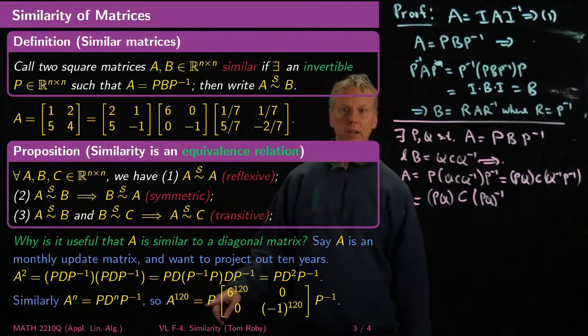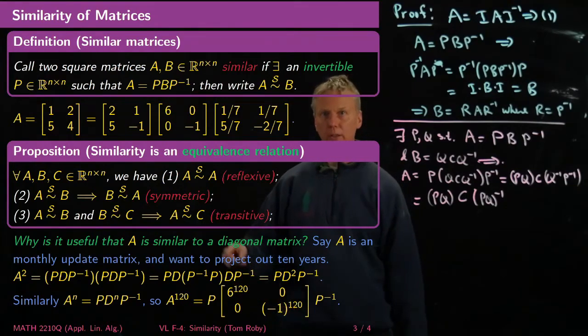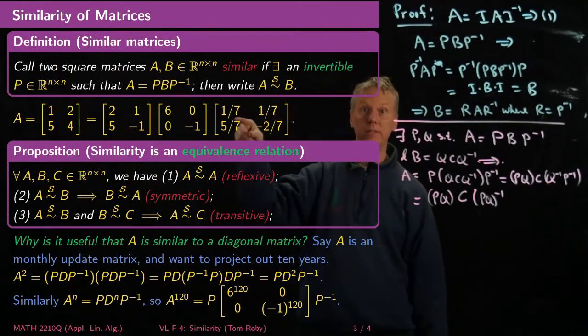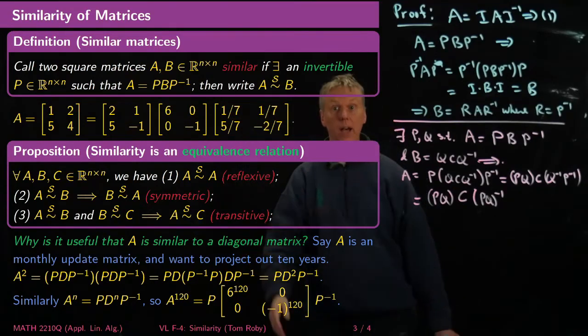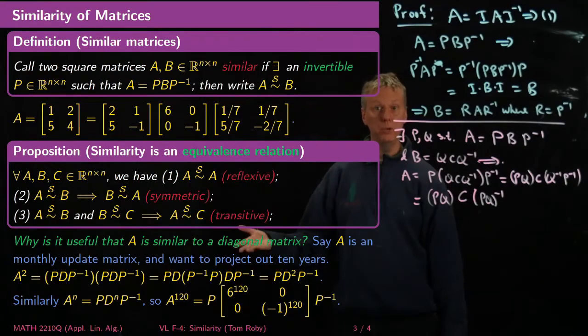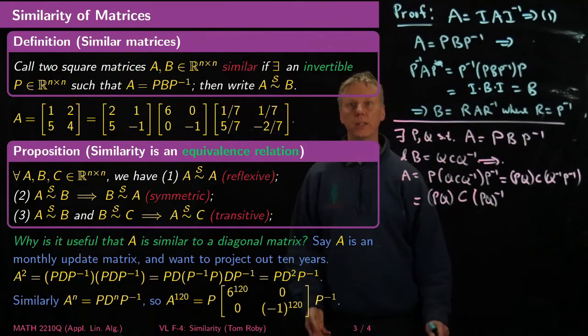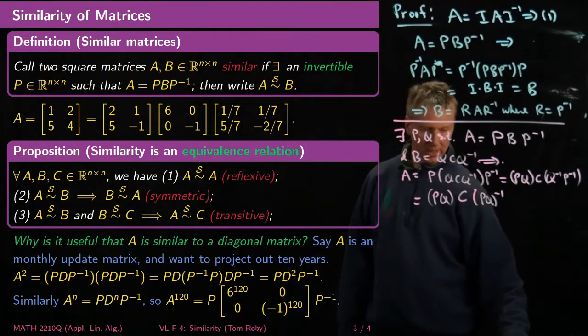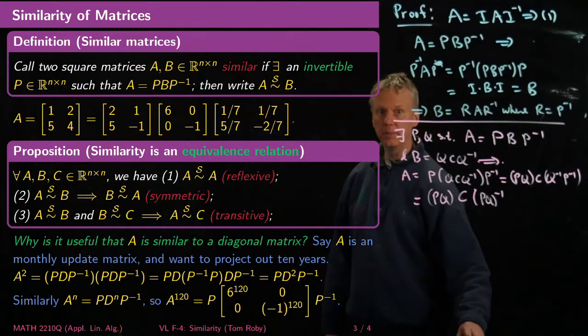And then you just have to conjugate it by P. So I'd have to take this result and then multiply it on the left by 2, 1, 5, minus 1, and on the right by 1 7th, 1 7th, 5 7ths, minus 2 7ths. But I've got a way to compute very large powers of a matrix very quickly using this process. So this is one reason that we care about similarity and diagonalization.